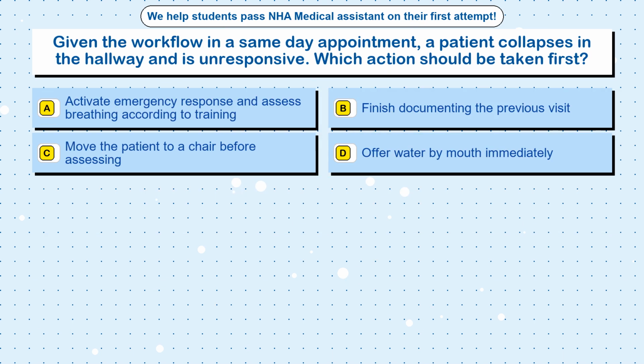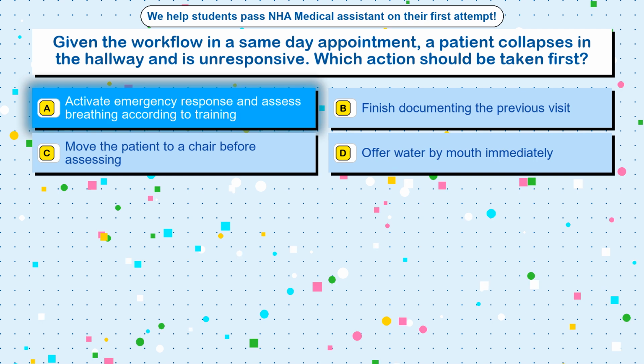Question 19. Given the workflow in a same-day appointment, a patient collapses in the hallway and is unresponsive. Which action should be taken first? Option A, activate emergency response and assess breathing according to training. Option B, finish documenting the previous visit. Option C, move the patient to a chair before assessing. Option D, offer water by mouth immediately. The correct answer is option A, activate emergency response and assess breathing according to training.